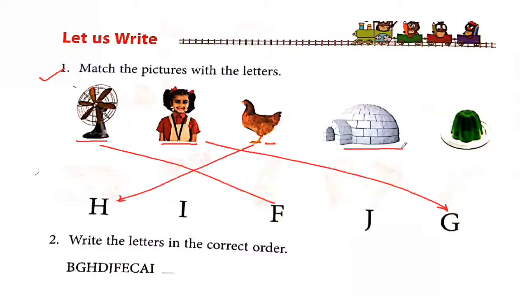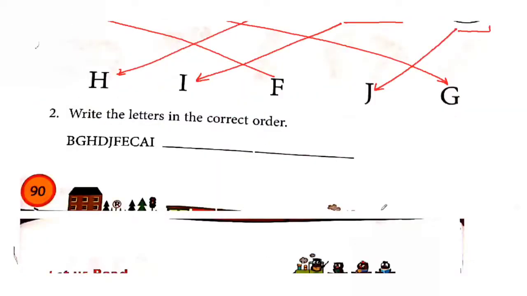What is this picture about? This is an igloo. So I for igloo. I-G-L-O-O, igloo. What is this now? This is jelly. J for jelly. J-E-L-L-Y. So this is the first question. Now question number 2. Write the letters in the correct order.